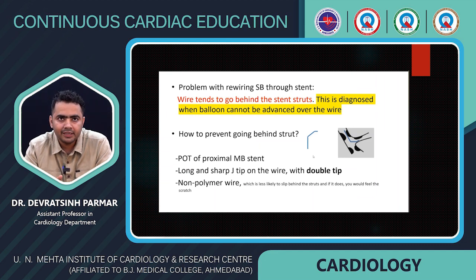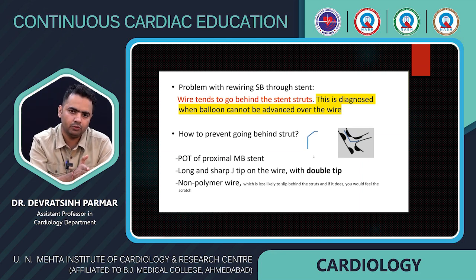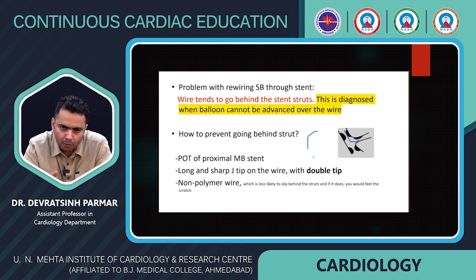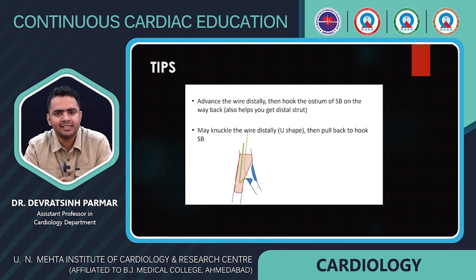Now there are certain problems. It's very important to do a POT, because usually if a proper POT is not done, the wire can go between your stent struts and the vessel wall. So it's very important to do a proper POT and then rewire the side branch.